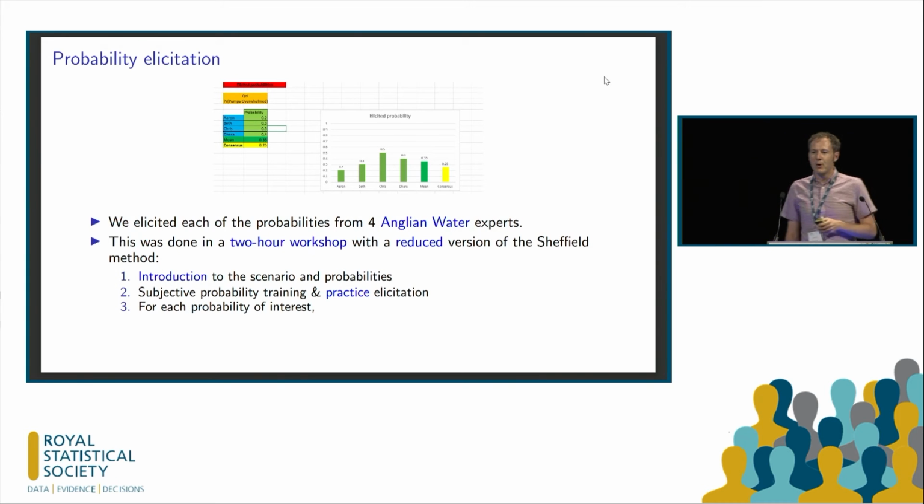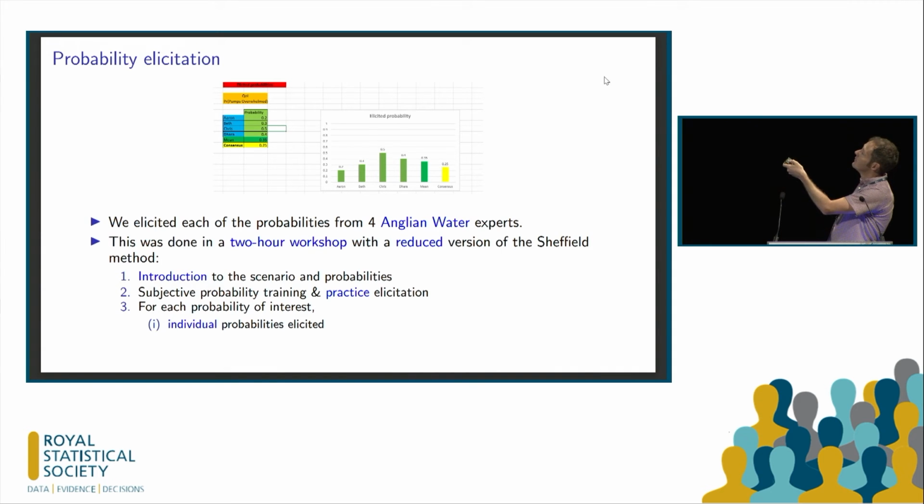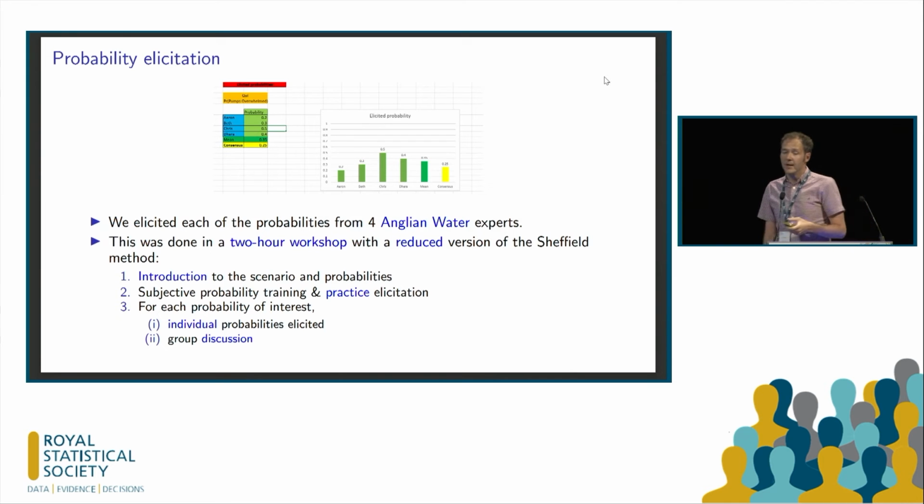And then for each of the probabilities of interest, first of all, I asked them for their individual probabilities and captured them in this very advanced Excel spreadsheet up here. Each of the light green boxes, and then again, each of the light green bars in the bar chart there. We then had a group discussion in which I asked them to talk about why they'd given the probabilities they'd had, what evidence they based that on, how they'd weighed up the different sources of evidence they had, and why they'd come to the conclusion that they did.